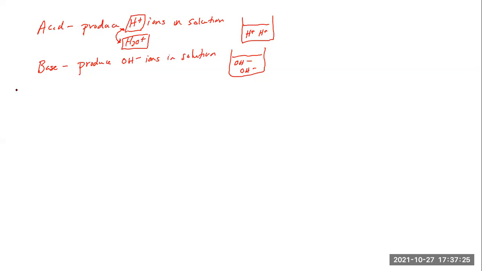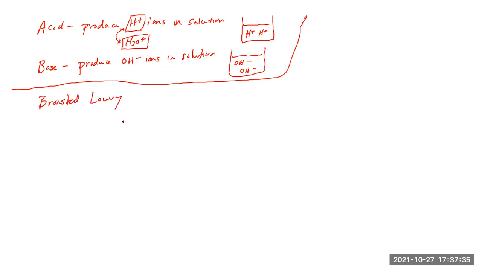We talked about a little bit more of a general definition of acids and bases, and that is the Bronsted-Lowry definition. In the Bronsted-Lowry definition, an acid is a proton donor. And a proton is an H plus, because hydrogen has a proton and an electron and no neutrons. So when it loses its electron, it becomes an H plus, which means it only has a proton left. A base, on the other hand, is something that will accept a proton.